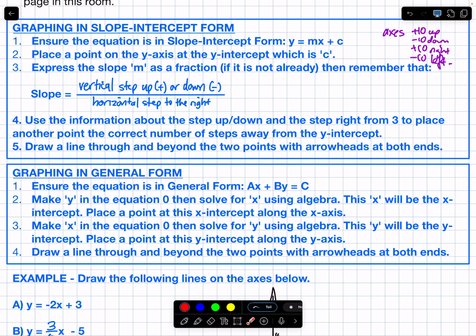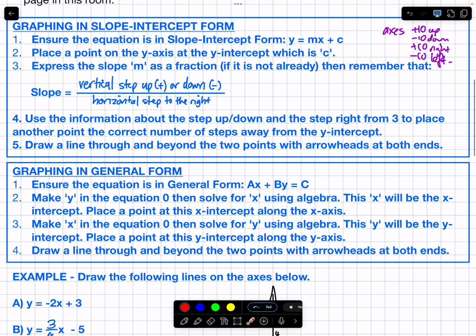Step 4, use the info about the step up and down and the step right from 3 to place another point. And at this point, you've got 2 different dots on the graph. You can draw a line through those. So can you just get box 1? The lesson blank is up. And then I want to demonstrate how to draw in slope-intercept form on some axes.